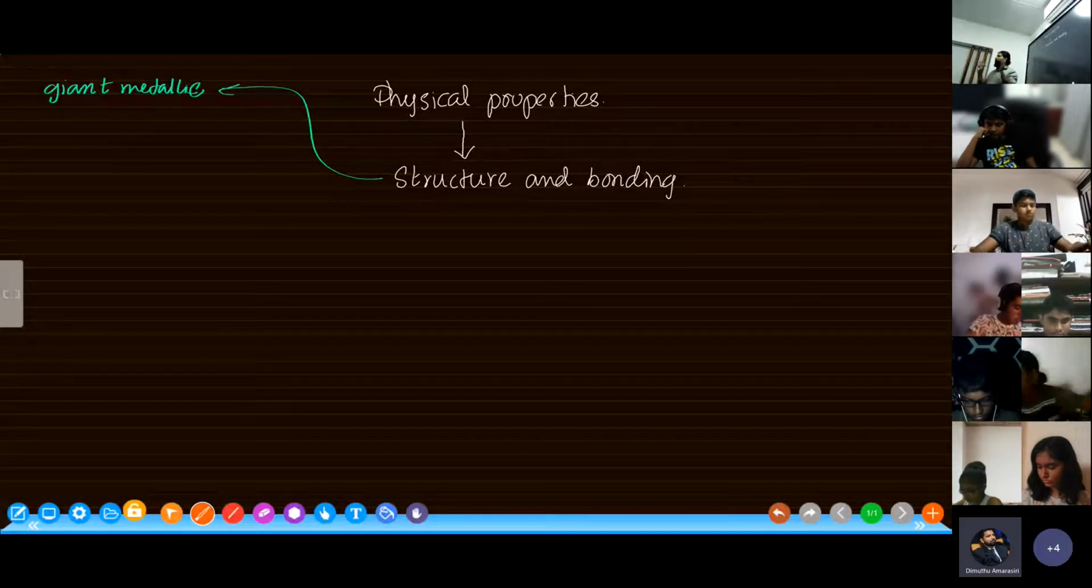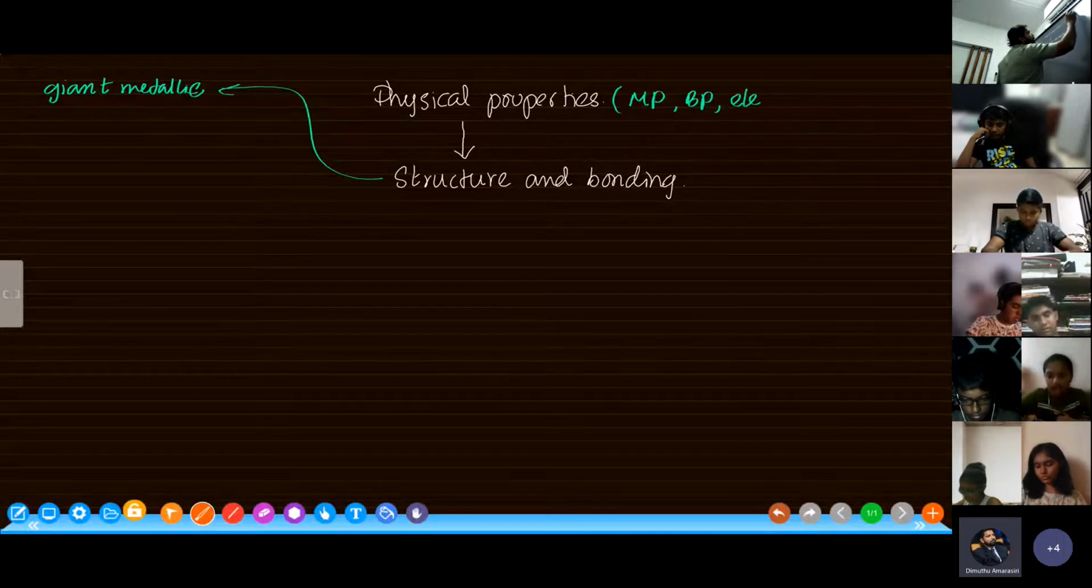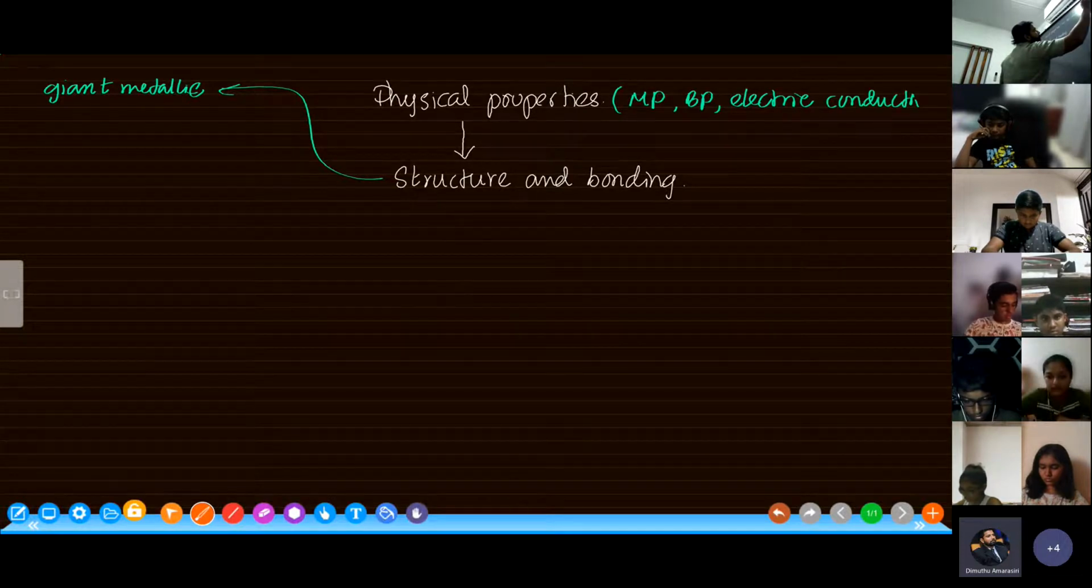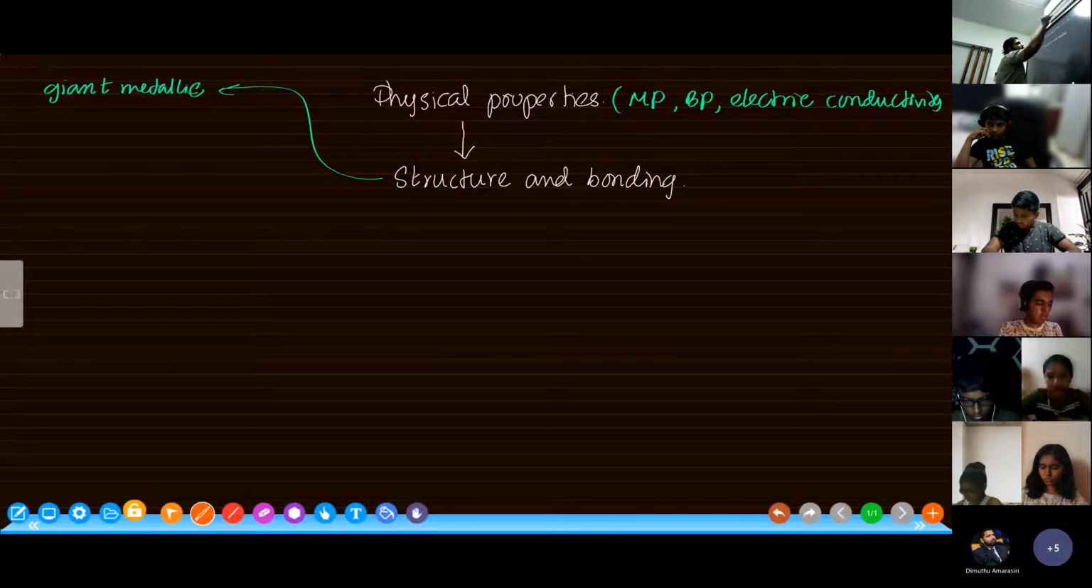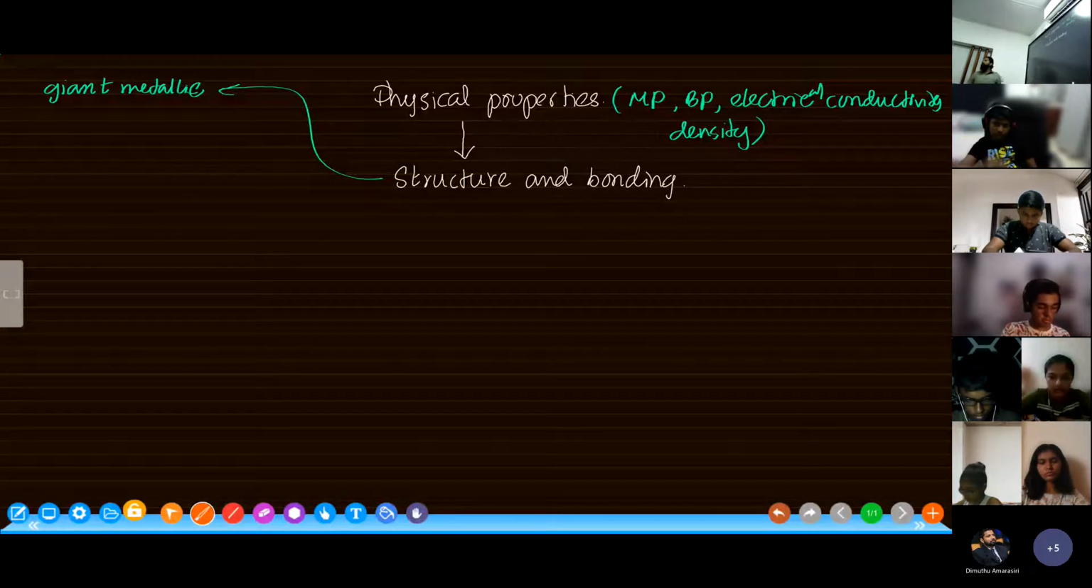Physical properties are due to the structure. Okay, some of you don't know what physical properties are. Melting points, boiling points, electrical conductivity, thermal conductivity, density, properties like that which are not related to chemical properties, are physical properties. So you have to go to structure and bonding from your mind.